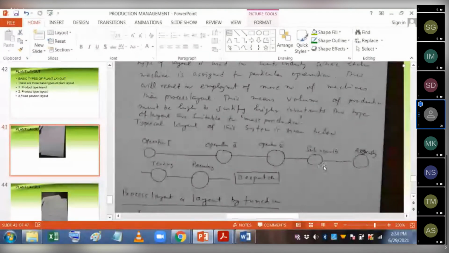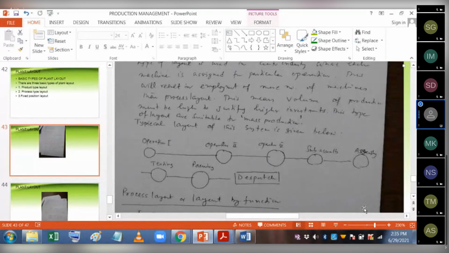Then it goes to assembly. Then from assembly it goes to testing, packing, and then dispatch. Please remember, this is one sub-assembly. So there will be another maybe 10-20 lines which will produce another 10-20 sub-assemblies in the same sequence, and they will come here. Sub-assemblies will come to the assembly point, and it will be assembled, and then testing is done, packing, and dispatch.